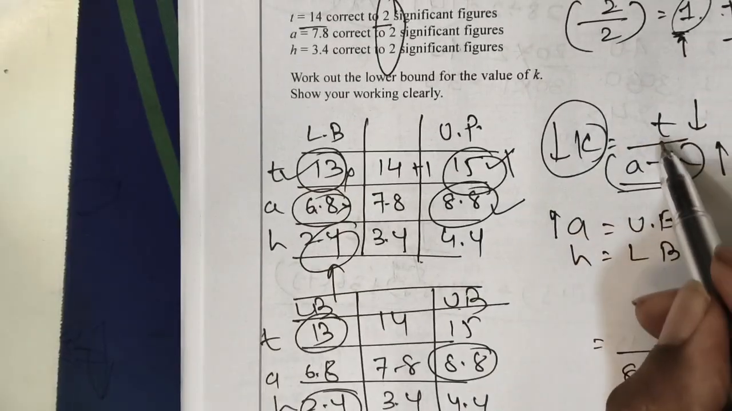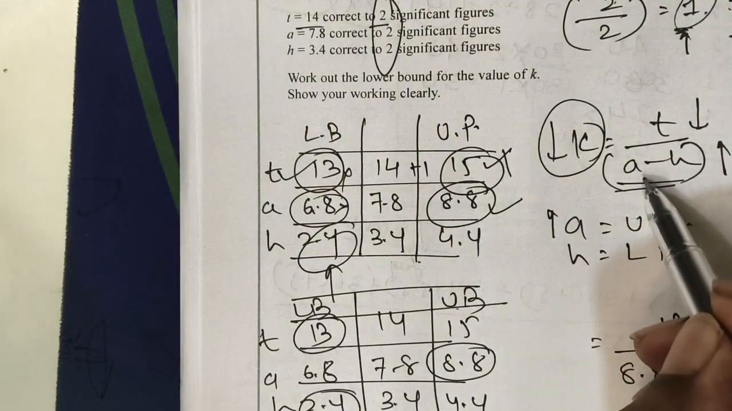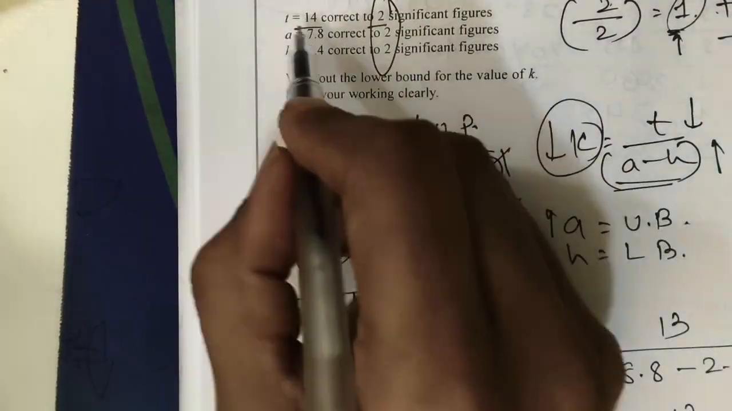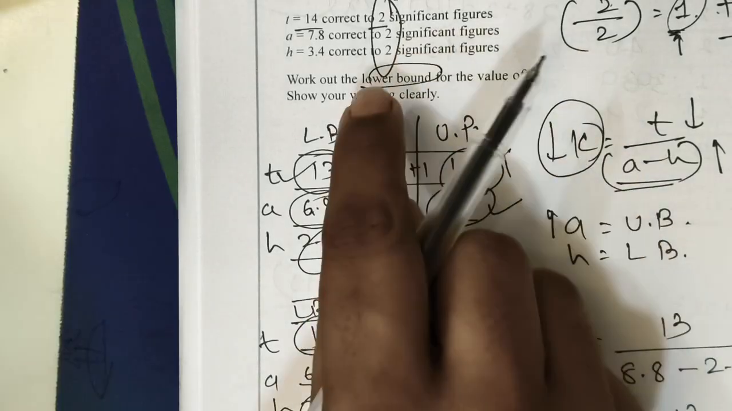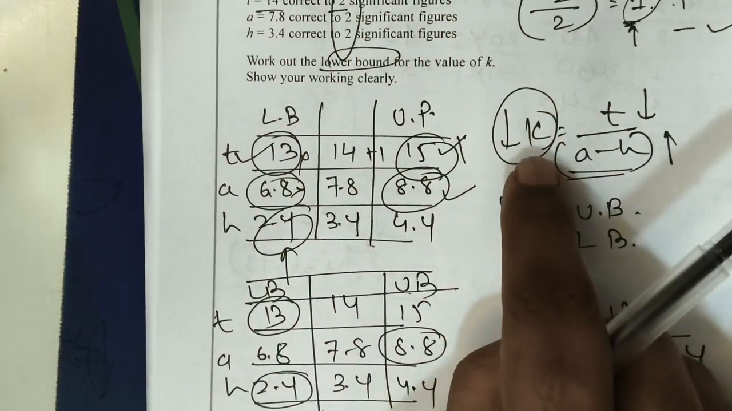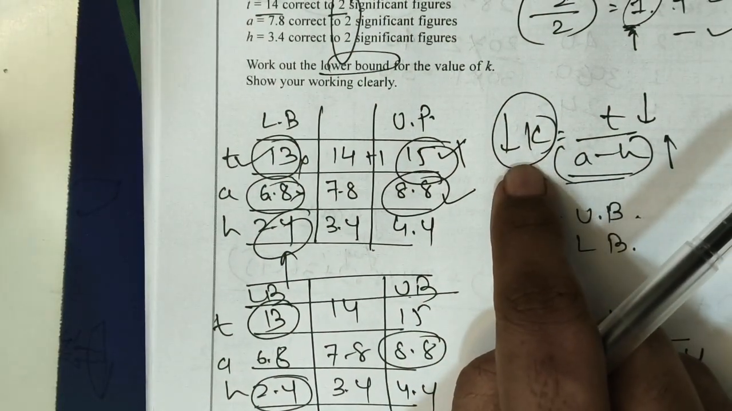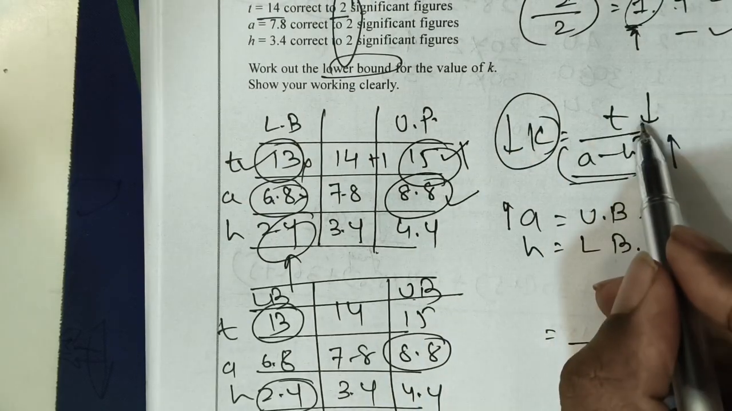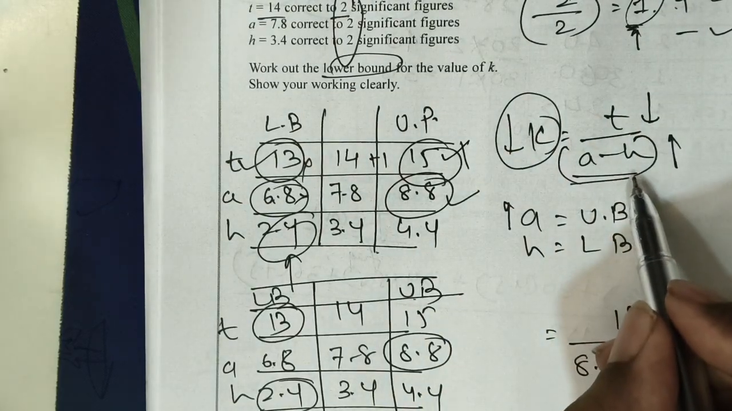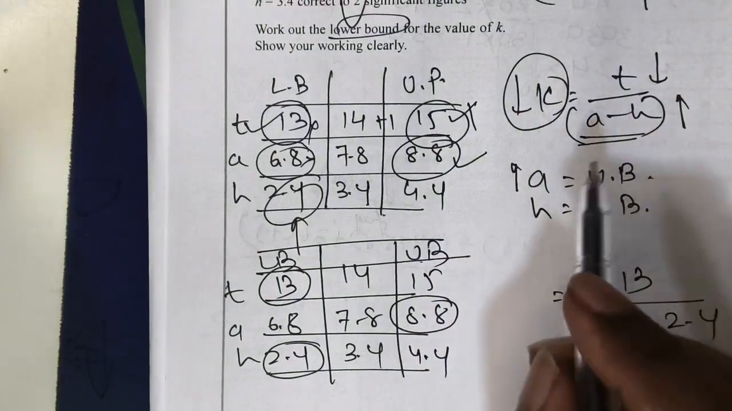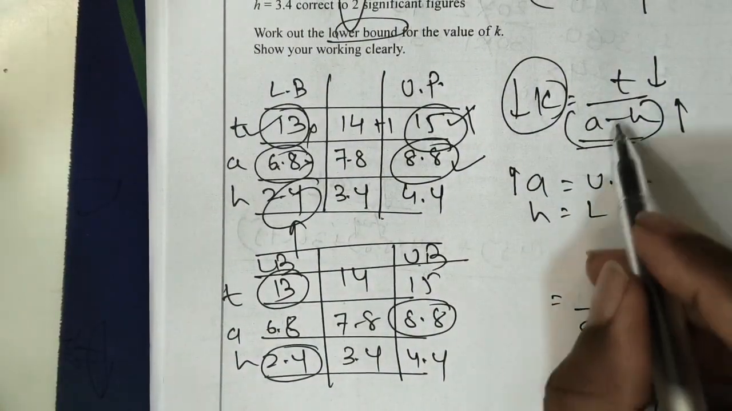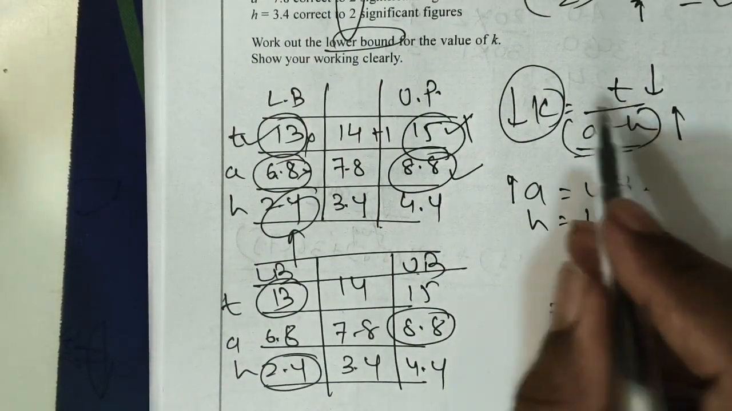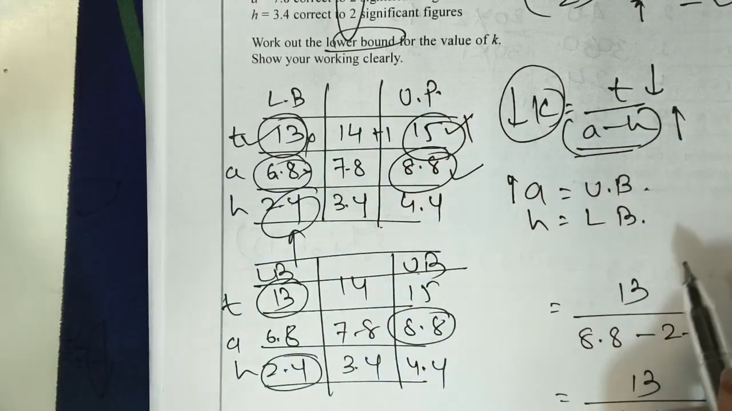And now what they are saying, T upon A minus H, you have to find the lower bound value of this. Means you have to ensure that your K should be as minimum as possible. K can be minimum only when your T is low, means your numerator is low and denominator is very high. When can that happen? First, your T should be lower limit or lower bound. So you select the lower bound of T, which is 13.